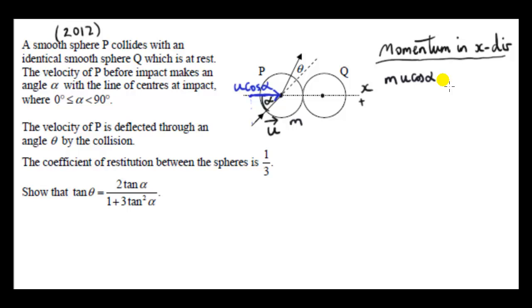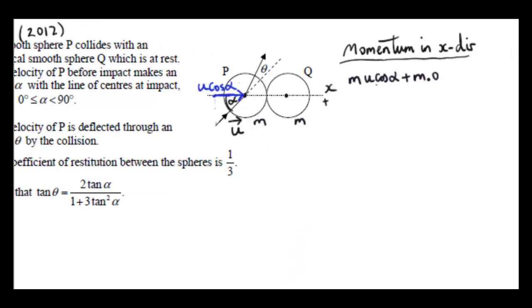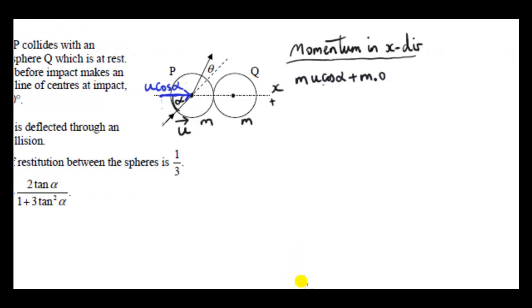Add on to that the momentum of sphere Q before the collision. P and Q are identical spheres, so if P has mass m, Q also has mass m. The momentum of sphere Q is its mass times its velocity in the x direction. That's 0 because we're given that initially Q is at rest. So here's the total momentum just before the collision, and that's equal to the total momentum just after the collision.